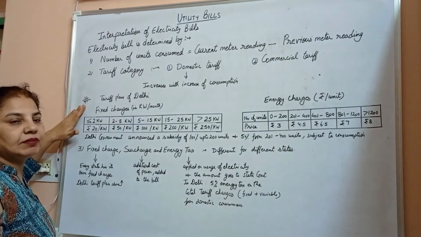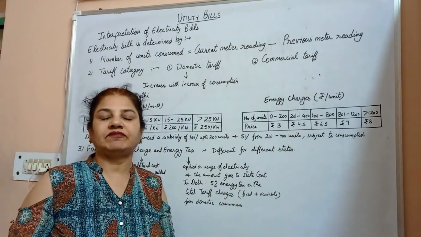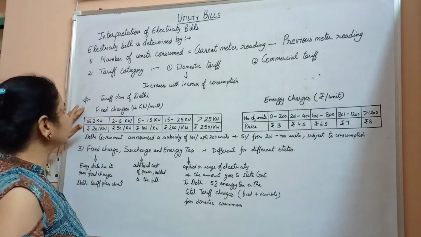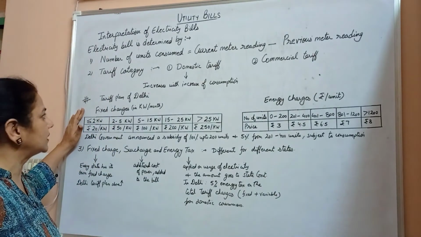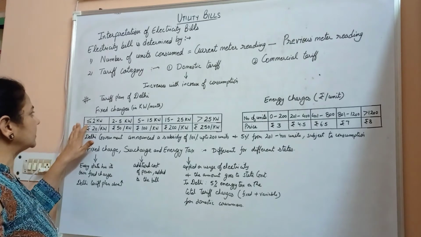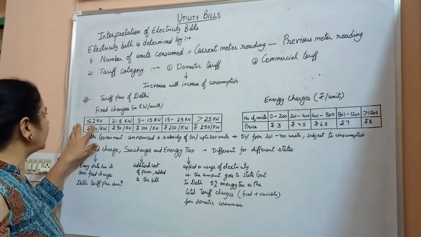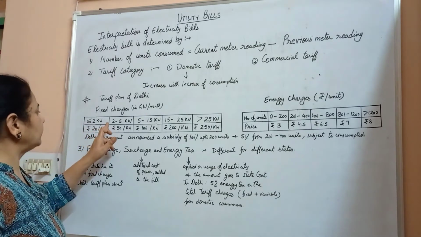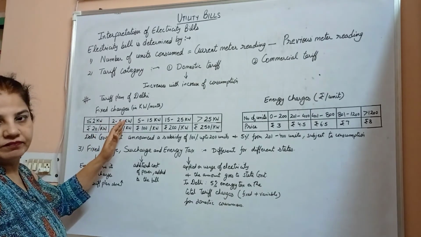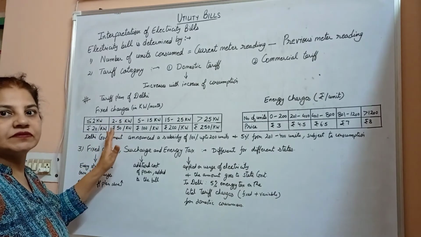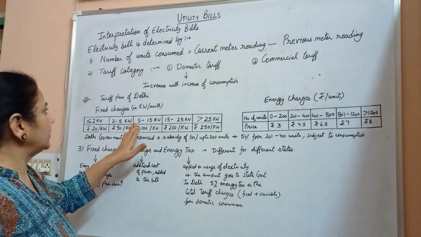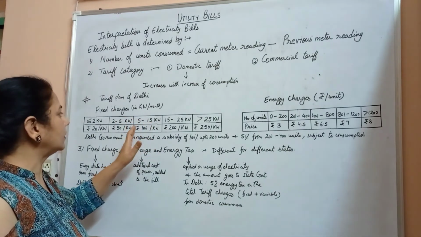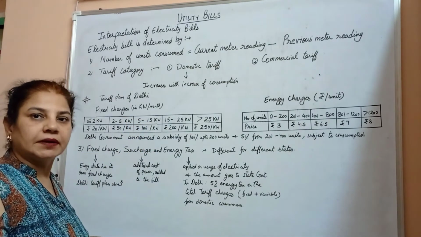Tariff plan of Delhi. As we know, the tariff plan differs from state to state, but we talk about the tariff plan of Delhi itself. Fixed charges per kilowatt per month: if the load is up to 2 kilowatt, the charge is rupees 20 per kilowatt. If the load is between 2 to 5 kilowatt, it is rupees 50 per kilowatt. If it is between 5 to 15 kilowatt, the fixed charge is rupees 100 per kilowatt.